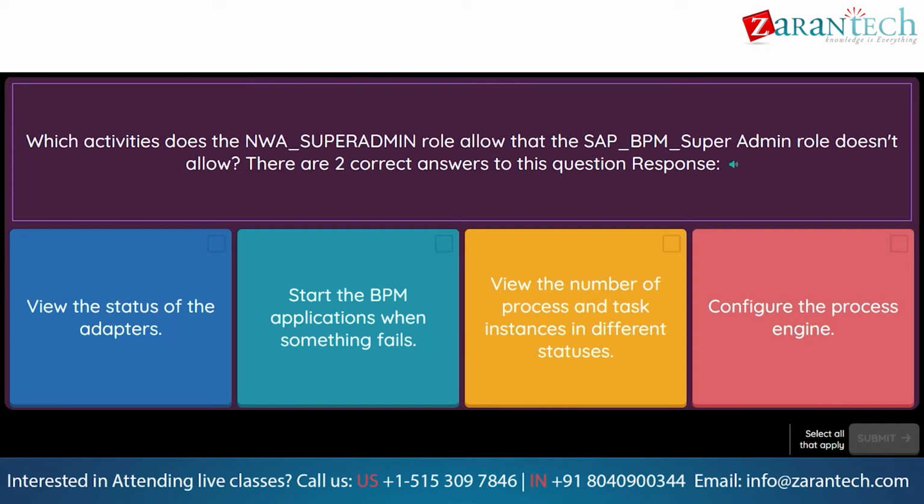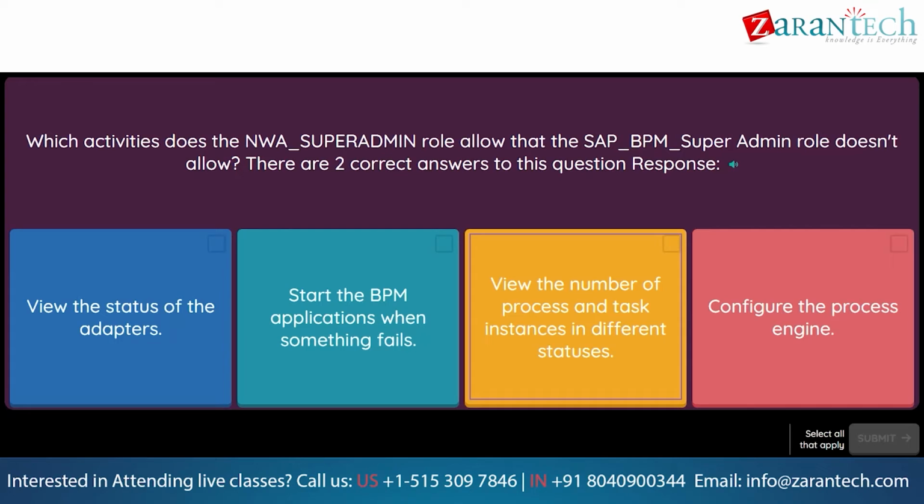Question: which activities does the NWA_superadmin role allow that the SAP_BPM_superadmin role doesn't allow? There are two correct answers to this question. Response: Option 1 View the status of the adapters. Option 2 Start the BPM applications when something fails. Option 3 View the number of process and task instances in different statuses. Option 4 Configure the process engine.